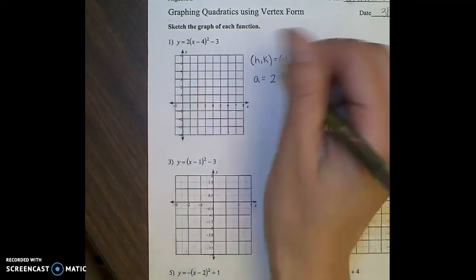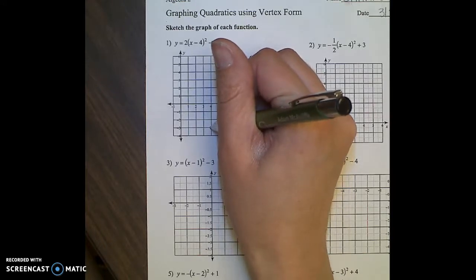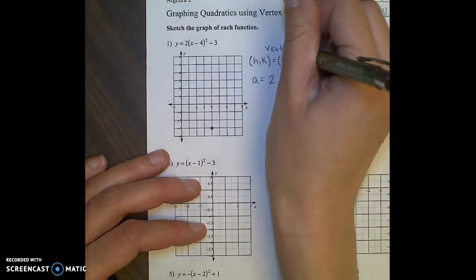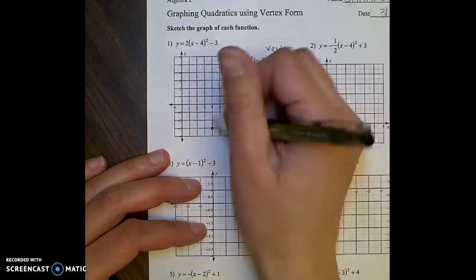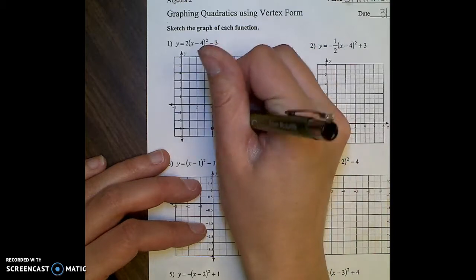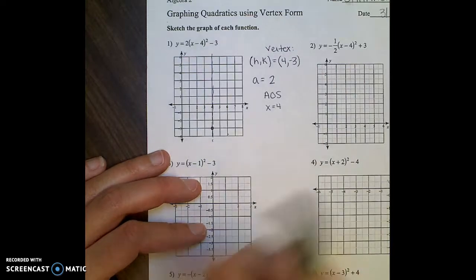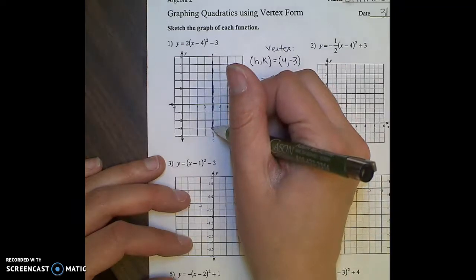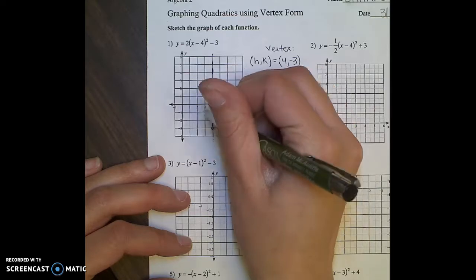And I'm going to start with that because that'll get us a pretty good idea of what our graph is looking like. So if I plot my vertex at 4, negative 3, I also have my axis of symmetry, my AOS, because it goes right through this, and that's at x equals 4. So I know I can draw that in. That's just helpful because then I can reflect points over it. Now the points that I need can come from my slope. So on this line, I would go up 2 over 1, and then I can reflect this over and get another point.